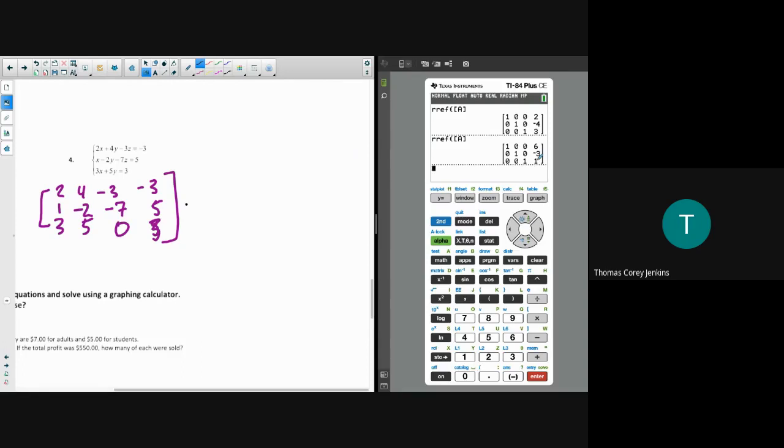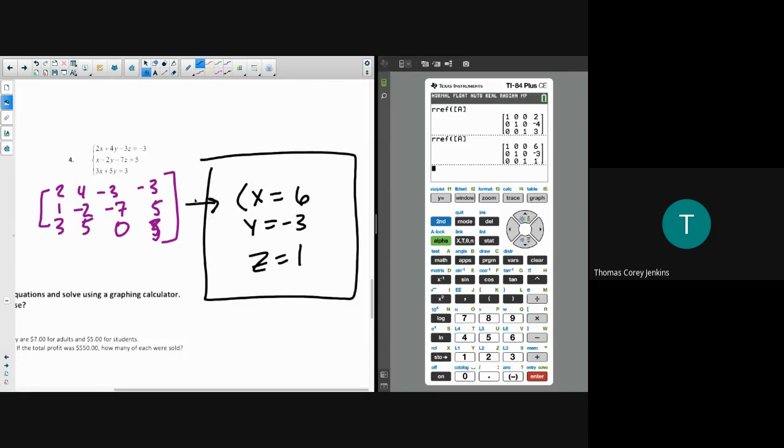The last point I would make is remember that you can always check these algebraically. If you're not sure if you've done something correctly, then sub them back in, right? 6 goes there, -3 goes there, 1 goes there, okay? And it should work in all three. That's where I'm going to end this video today.